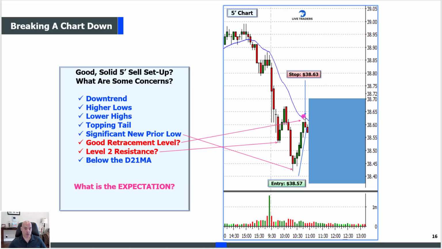Are we at level 2 resistance? No, we're not. Level 2 resistance is down here. So we have three location items: a moving average, the retracement level, and the prior pivot low. Those are the location items. They're very important. We only have one of the three. So that begs the question, what is the expectation, and can we take this trade short?